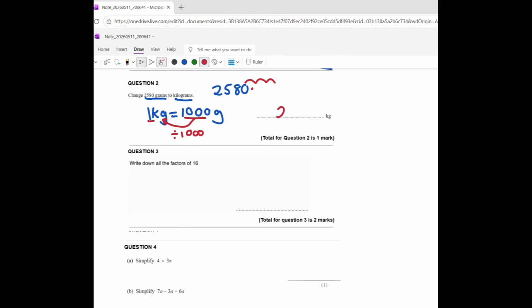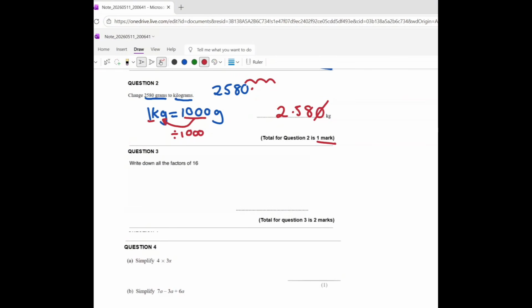So I end up with 2.580, but you don't need to write the 0 on the end. You can just write 2.58 kilograms for 1 mark. If you write the 0, they do normally still give you the mark, but 2.58 is the correct answer.